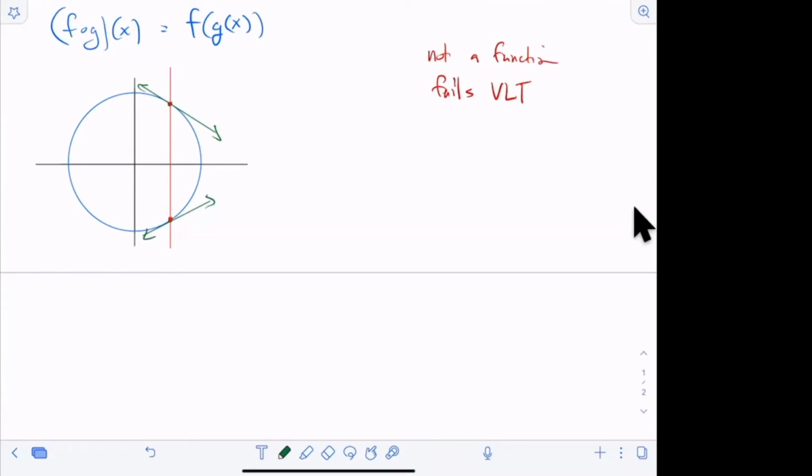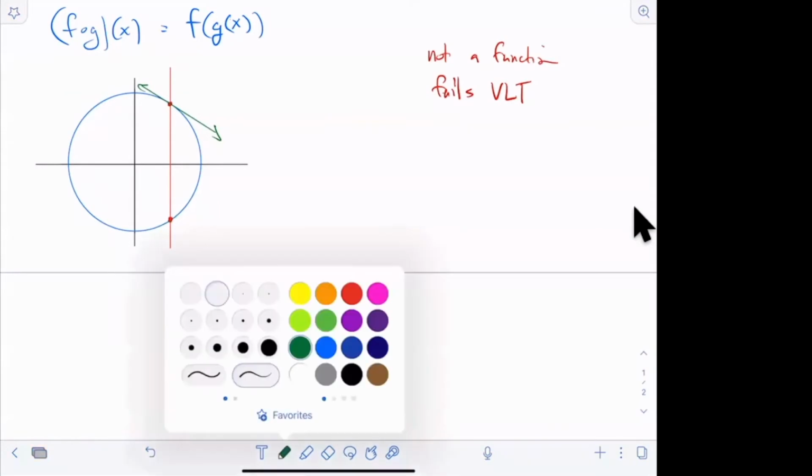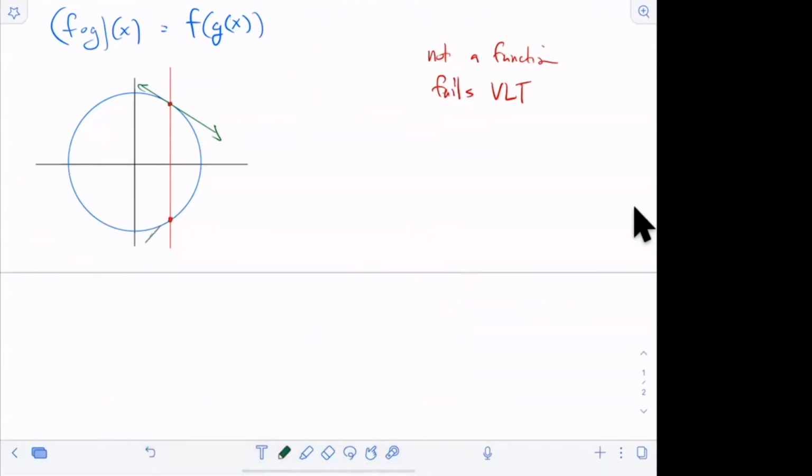They should actually be mirror images of each other. So let me redraw it. Yeah, I give up. Something like that. Okay. So my point is that we can still talk about the slope of the tangent line to the curve.